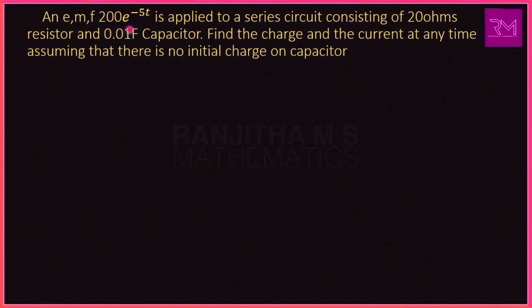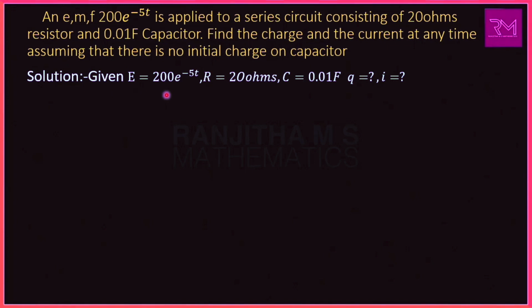An EMF 200e^(-5t) is applied to a series circuit consisting of a 20 ohm resistor and a 0.01 farad capacitor. Find the charge and the current at any time, assuming that there is no initial charge on the capacitor. Observing this problem, we can easily understand this is a problem on a CR circuit. Here, first take the given data.